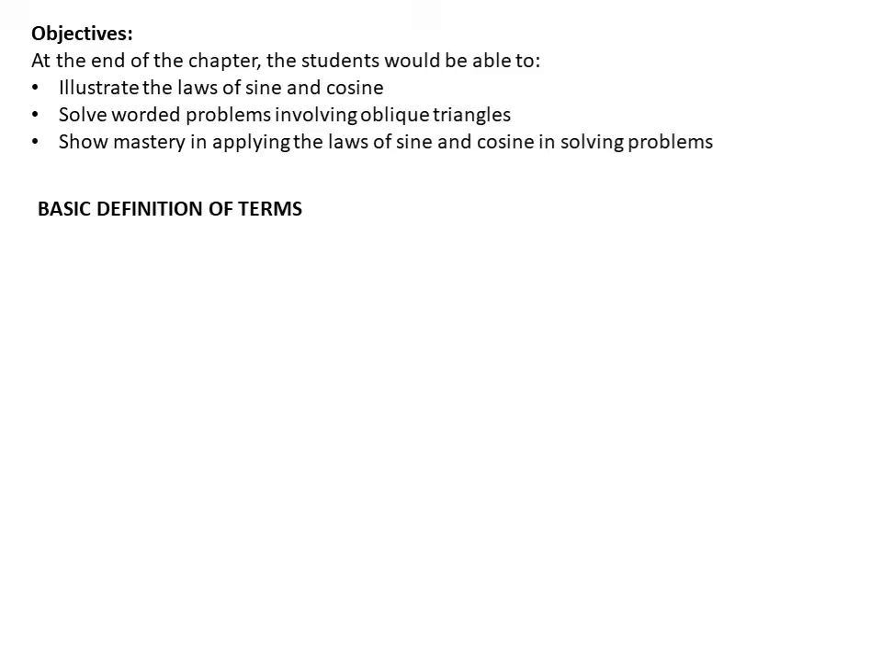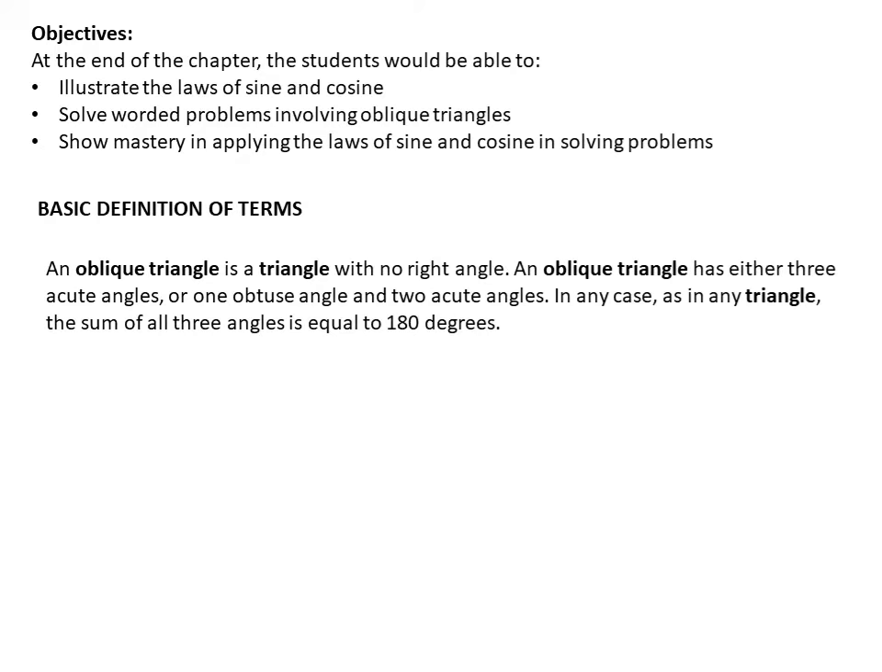And then, let us also have our basic definition of terms. For the first one, an oblique triangle is a triangle with no right angle. An oblique triangle has either 3 acute angles or one obtuse angle and 2 acute angles. In any case, as in any triangle, the sum of 3 angles is equal to 180 degrees.